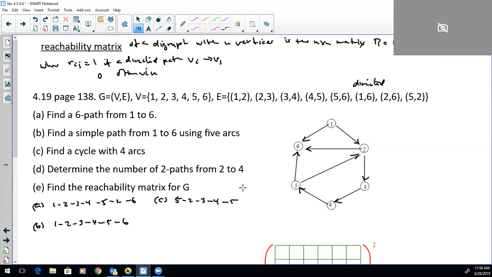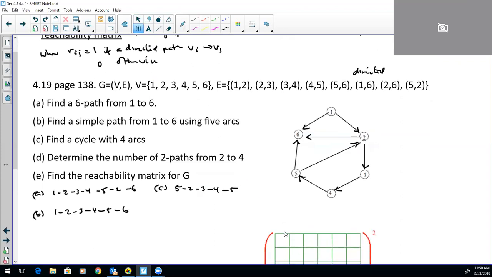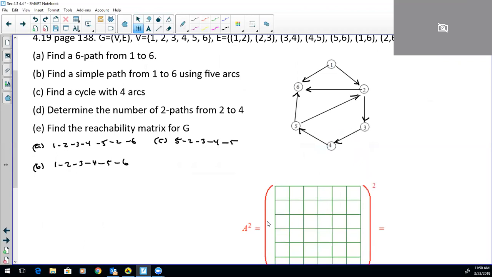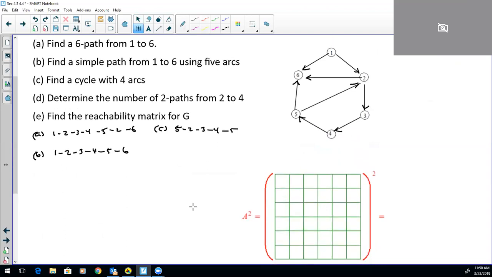Okay. Now, part D, we're interested in figuring out the number of 2 paths from 2 to 4. So what I'm going to do is to make up my adjacency matrix, and then raise it to the second power, because powers of the adjacency matrix count the number of paths connecting the vertices. And again, the grid here is just to help me keep things straight.